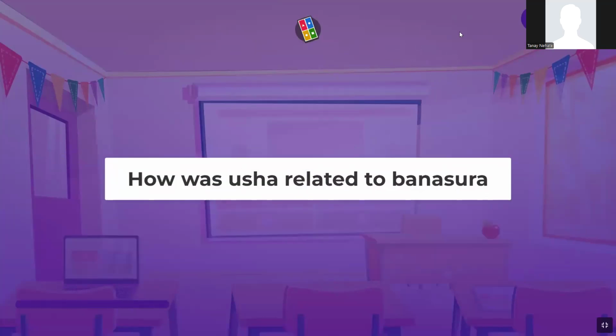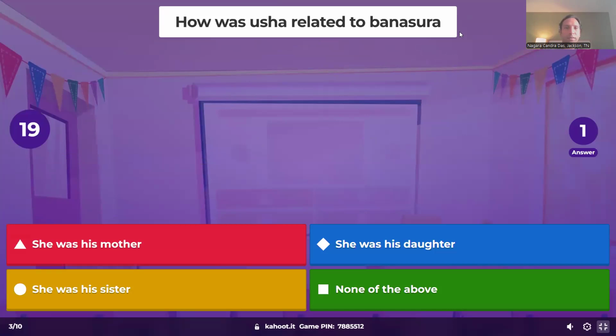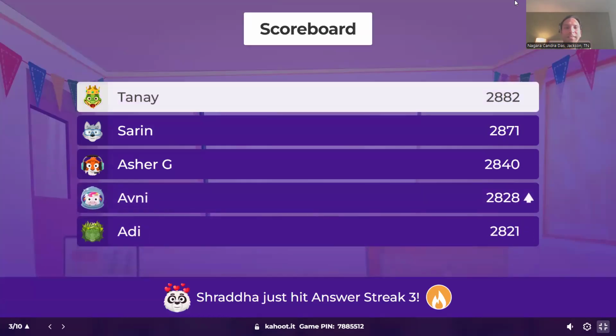Next question. How was Usha related to Banasura? So read carefully. She was his mother, she was his daughter, she was his sister, none of the above. Oh, again everyone got it right. It's just about how fast. So movement again. Thane, Sareen, Asher, Avni, and Adi.